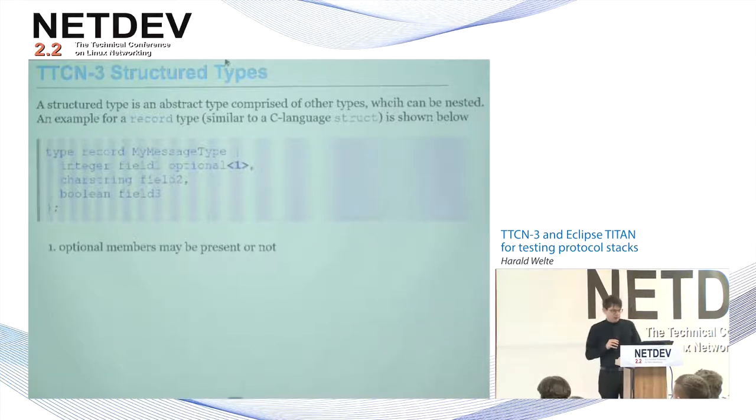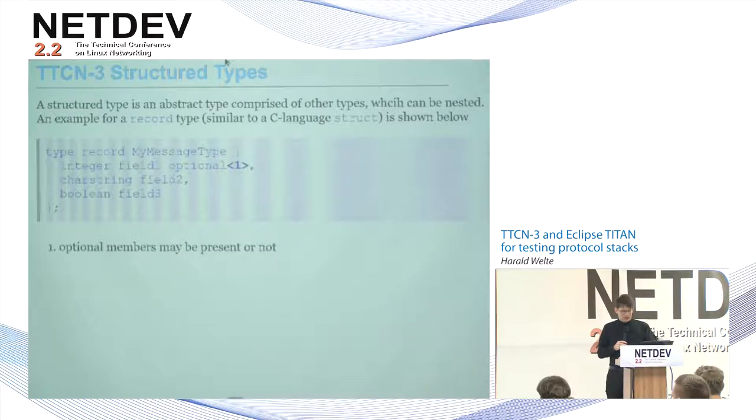So let's look at the structure types. It's just like a struct in C. It's just like a C structure in the end, though you have things, for example, like optional members. So you can say there's an optional member in this structure. Then an optional member can, of course, be present or not.